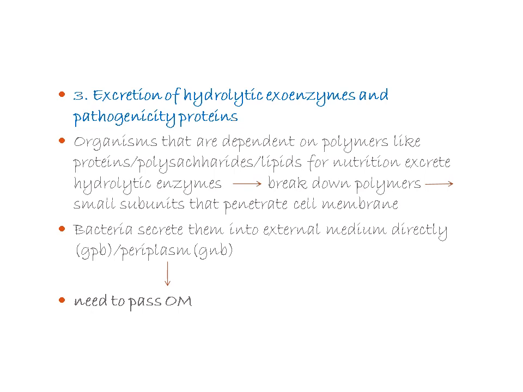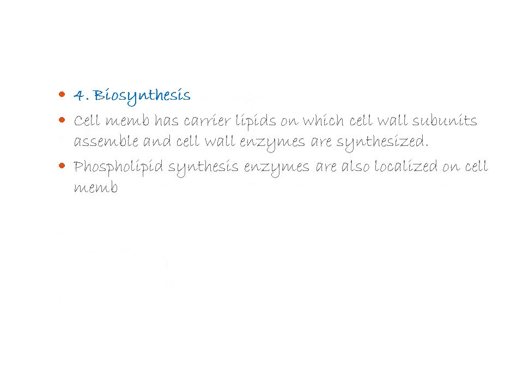Excretion of hydrolytic exoenzymes and pathogenicity proteins. So organisms that are dependent on polymers like proteins, polysaccharides or lipids for their nutrients, what they do, they release some hydrolytic exoenzymes. So they will release some enzymes that will break these polymers, and these subunits will then penetrate the cell membrane. So whenever the organism is dependent on polymers like proteins, polysaccharides or lipids, they release a few enzymes through the membrane, and then these will break these polymers into smaller molecules that will be transferred. Bacteria secrete them into the external medium either directly or through the periplasm.